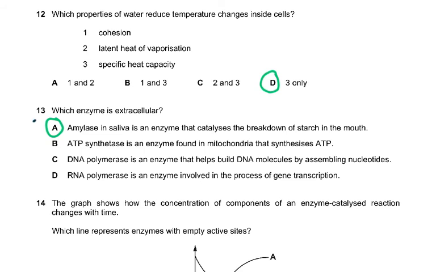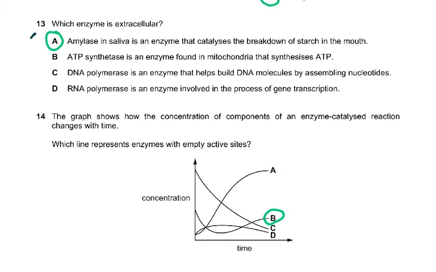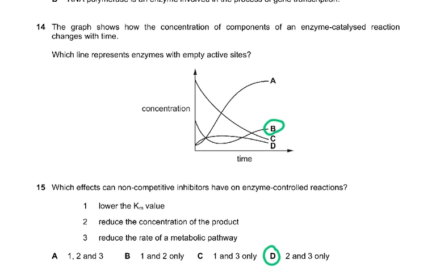Then coming to question 13, which enzyme is extracellular? Amylase in saliva is an enzyme that catalyzes the breakdown of starch in the mouth. That is an extracellular enzyme. Then coming on to question 14, the graph shows the concentration of components of an enzyme catalyzed reaction changes with time. Which line represents enzymes with active sites? But you know, more the active sites are empty at the beginning, and then they slowly decrease, and then of course they're empty because maybe all the substrate is finished out.